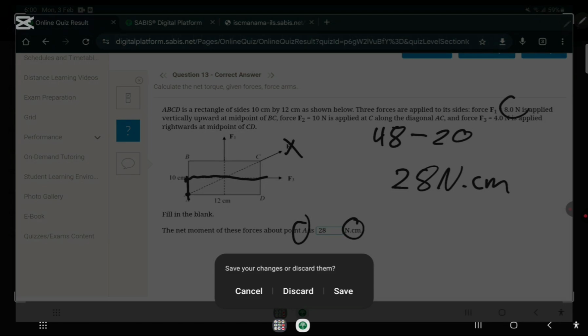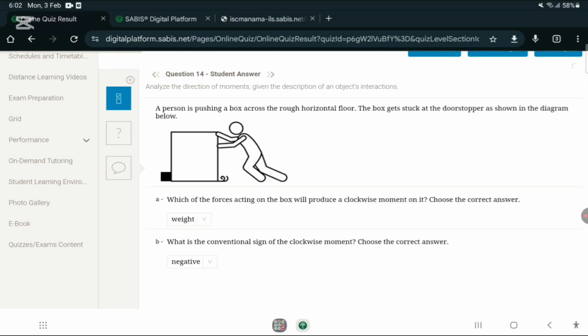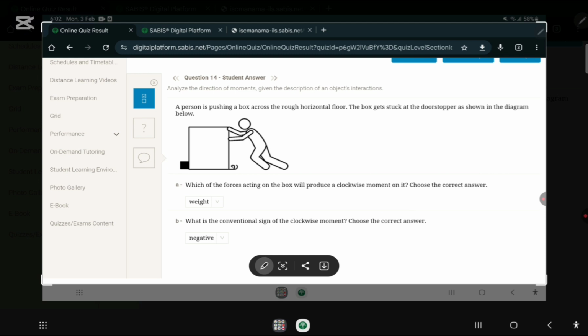Okay, on to the next. This one is really easy as well. You don't need to stress. First thing, we can assume that the door stopper here can be the axis of rotation. Okay? And now we draw the forces acting. We have the pushing force, normal, and weight. The force is going to be going like this way, around the axis of rotation in a clockwise manner.